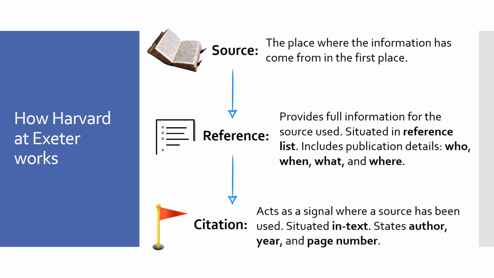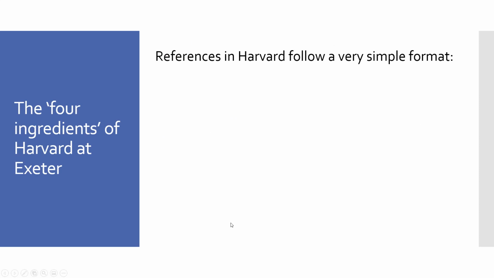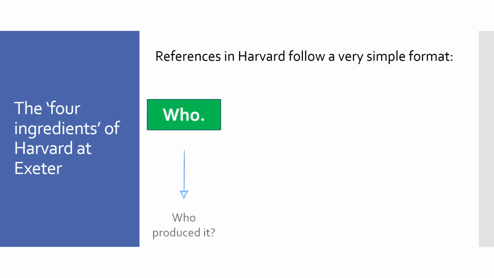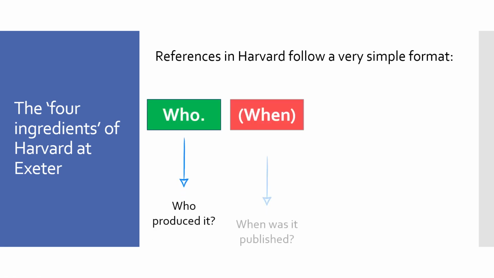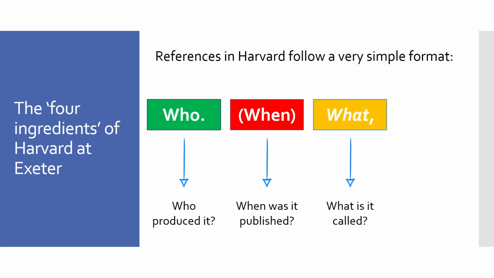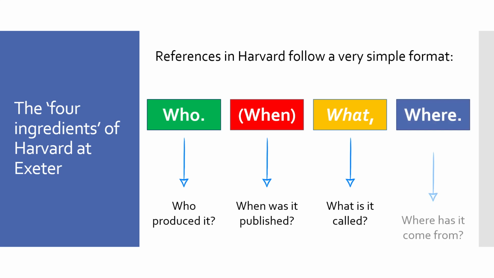Now these citations will include the author's surname with no initials and the year, along with the page number if it is a quotation. Now, the four ingredients of referencing are the who, so who produced it, the when, was it published, the what, is it called, and the where, so where has it come from.